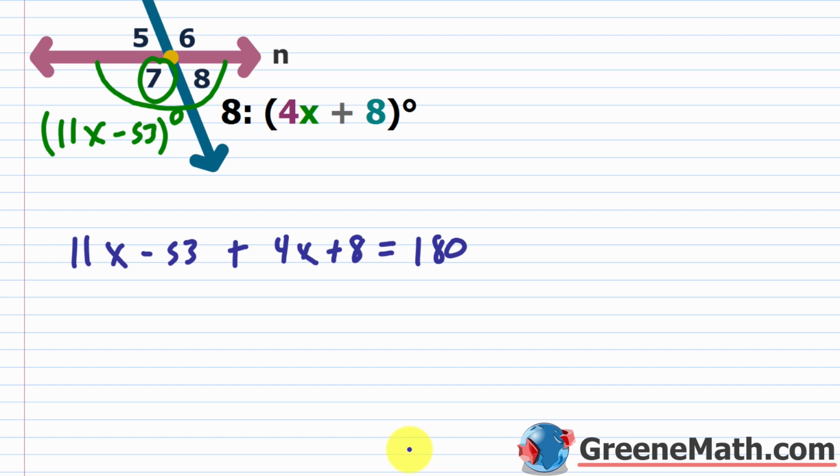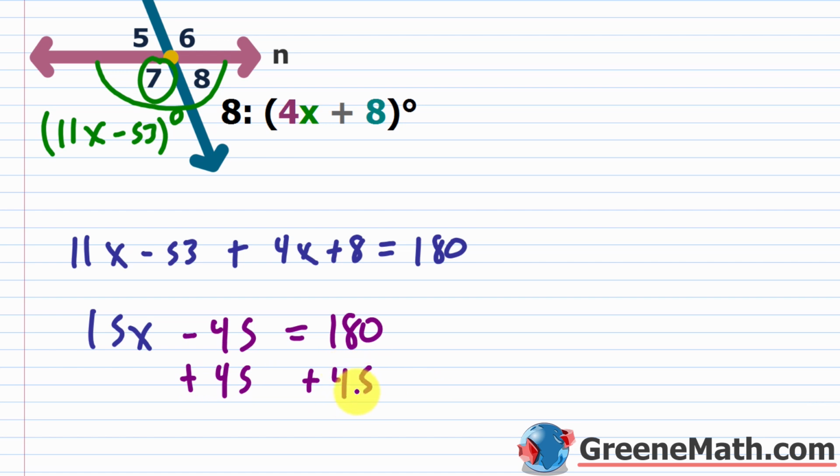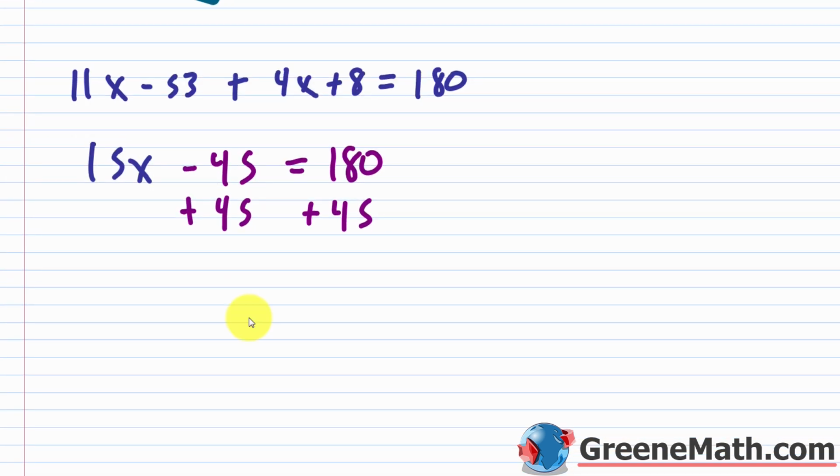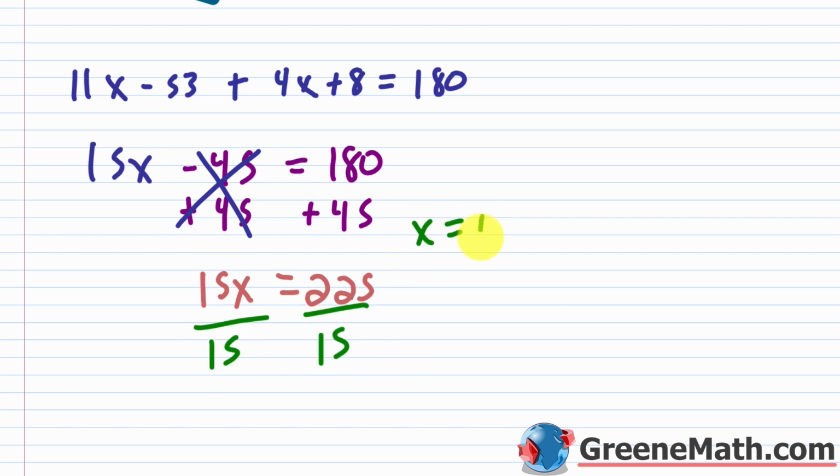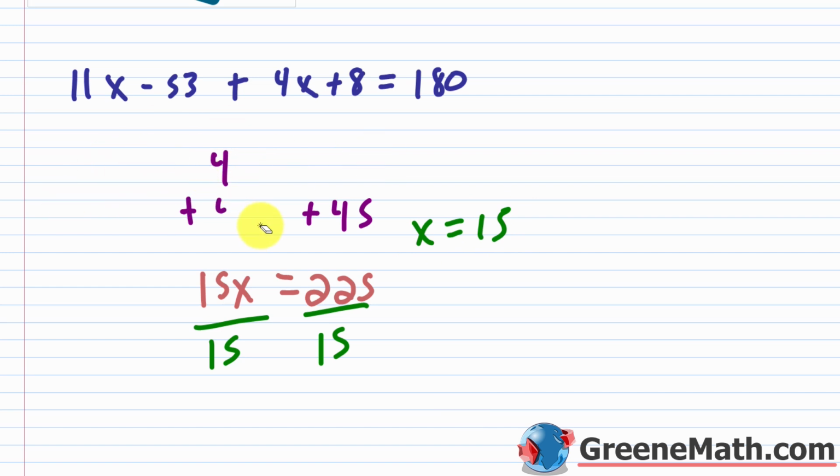I can solve for x, then go back and plug in to find the measure of each angle 1 through 8. So 11x plus 4x is 15x, and negative 53 plus 8 gives me negative 45, so minus 45, and this equals 180. If I add 45 to each side of the equation, then this cancels, and 180 plus 45 is 225, and this over here is still 15x. If I divide both sides by 15, I get that x is equal to 15.